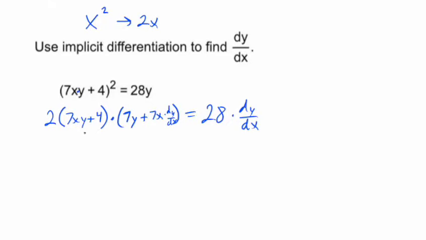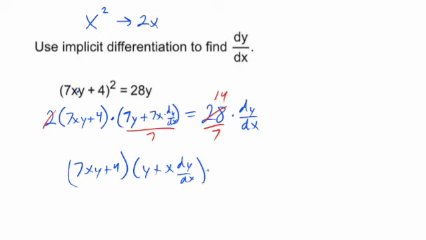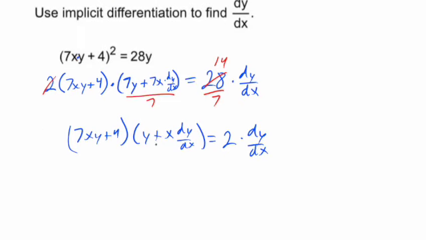Okay, so what's next is we might want to expand the brackets. However, you could probably divide both sides by 2 to get rid of this 2 first, and you get a 14. You can also divide this side here by 7, so it's going to be a little bit easier after that. You're going to have 7xy plus 4 times (y plus x dy/dx) equals 2 dy/dx.